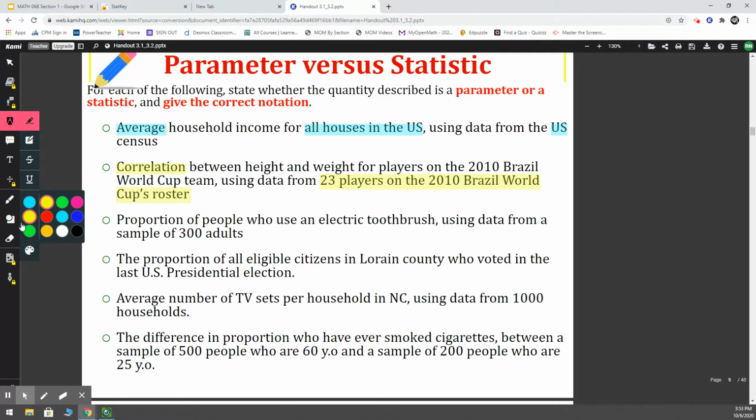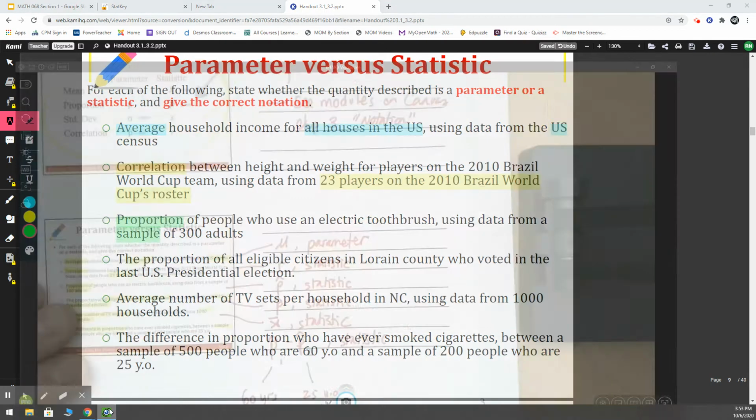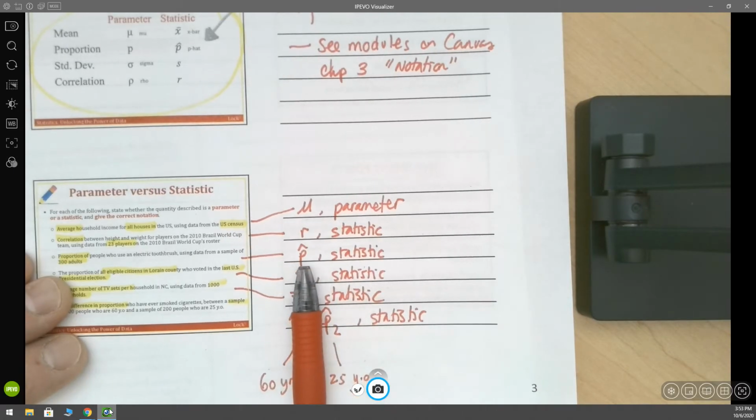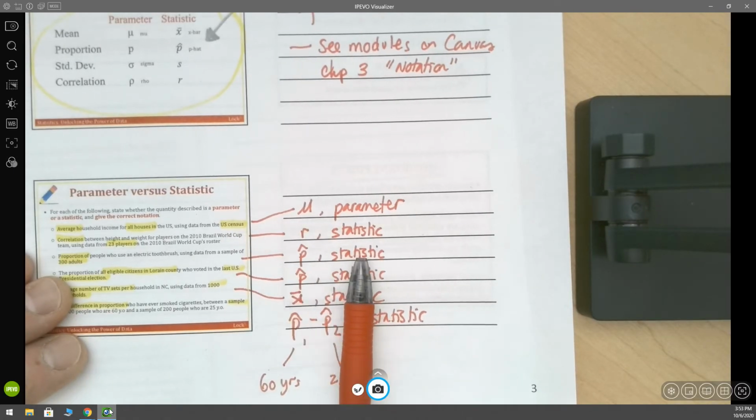A proportion of, so there's a key word, proportion of people who use electric toothbrushes using data from a sample. It tells you right there. So you know you want a proportion, you know you want a sample. A proportion is always p hat, and a sample is always a statistic.